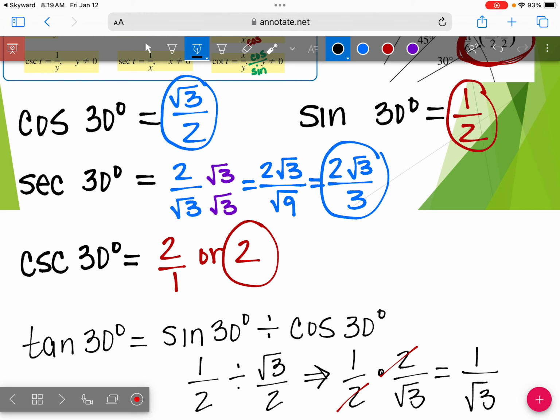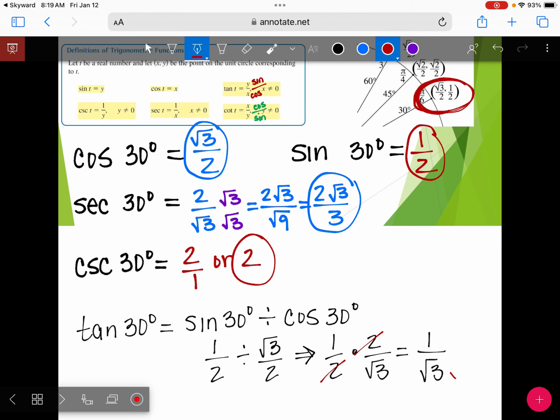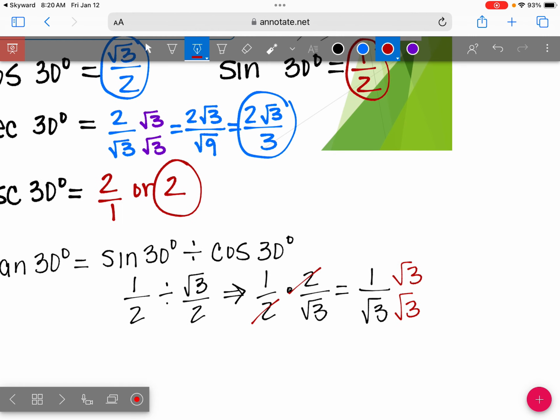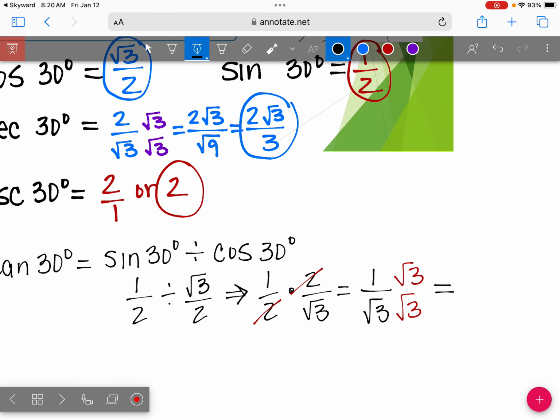And again, we have that red light because we can't leave a square root in our denominator. So we have to multiply, right? And what do we have to multiply by? Square root of 3. Now we have the square root of 3 over 3. And that would be my tangent. So tangent and cotangent require a little bit of work. Keep in mind, this is our first example. It's going to get faster.